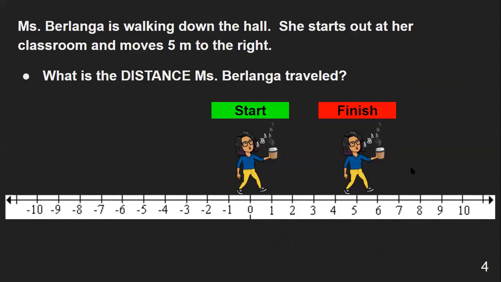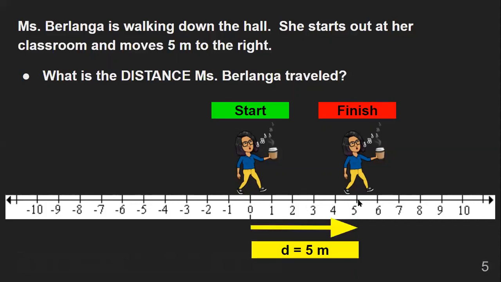All right, so the next one. What distance did I travel? So what is the total distance traveled? Go ahead and pause the video here and see if you can figure it out. Okay, whenever you are trying to figure out the distance traveled, you can trace with your finger along the number line, right? So I moved left to right, 1, 2, 3, 4, 5 meters. So looking at that answer, d, or distance traveled, is equal to 5 meters.